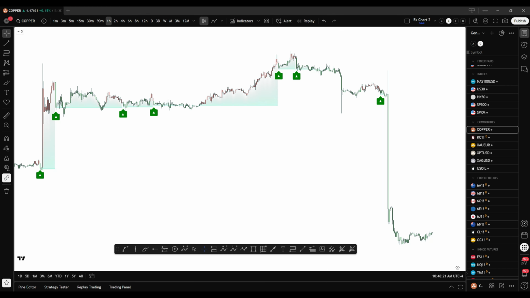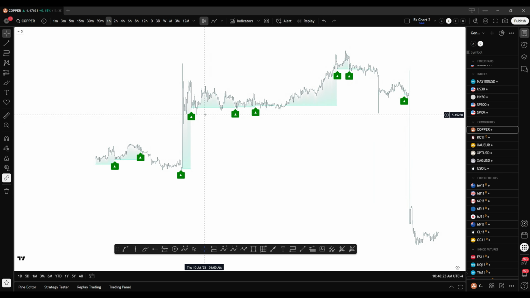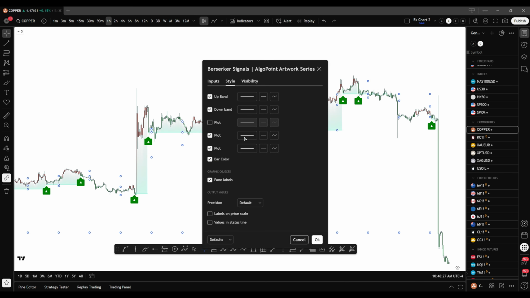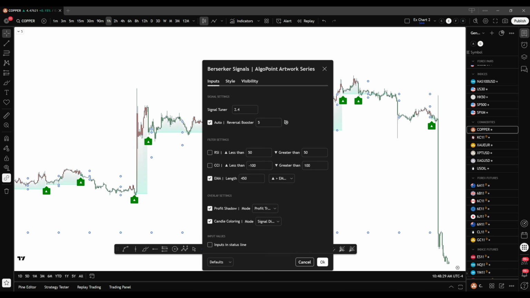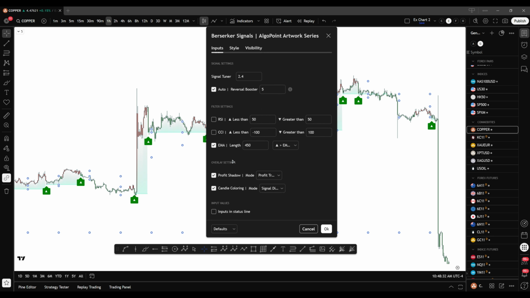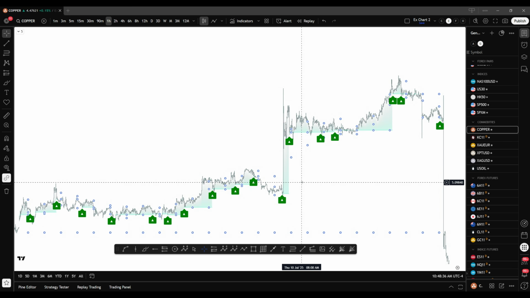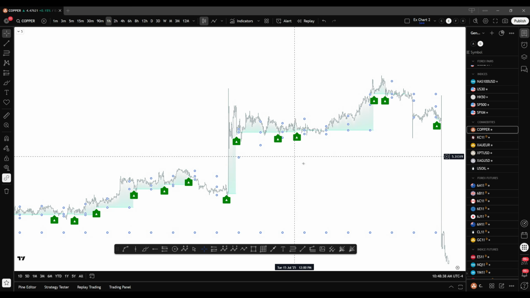All right. So let's talk about the indicator itself. So this is how it will look. And I did change a few things just for visualization and stuff like that. But yeah, this is what you get. This is how the signals will look. I'm on the 1 hour time frame.